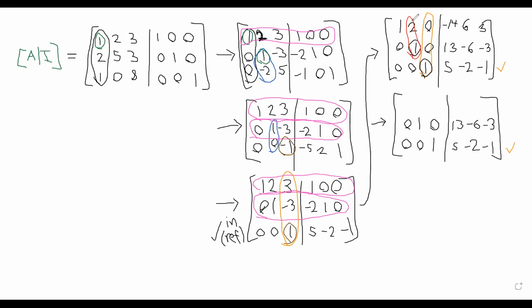We just need to make the 2 in the red column at the top 0. So we add -2 times the second row to the first, and you get a 1, 0. -2 plus 2 is 0. 0 plus 0 is 0. And then -26 plus -14 is -40. Okay, and then -2 times -6 is 12. 12 plus 6 is 18.